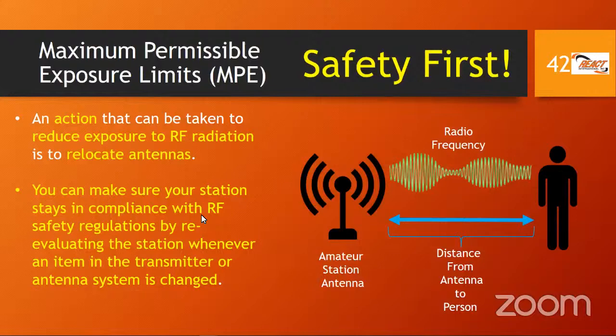Also, this is a bullet point that's an exam question as well. It says that you can make sure your station stays in compliance with the RF safety regulations by reevaluating the station whenever an item in the transmitter or the antenna system is changed. Let's dissect this question a little bit. What are they telling us here? Well, you have compliance, that's important. You have the safety regulations, that's important. But how can you make sure that you're always in compliance?